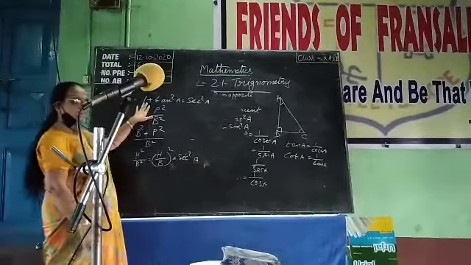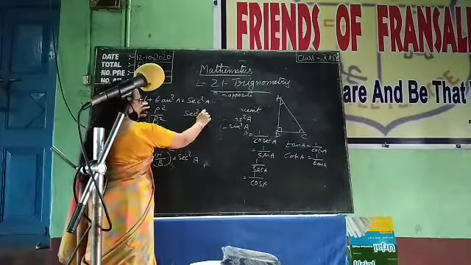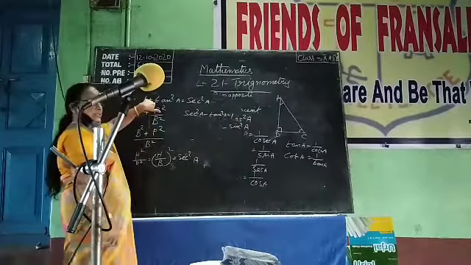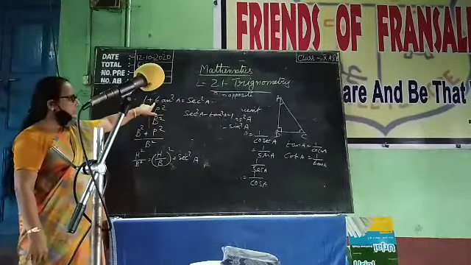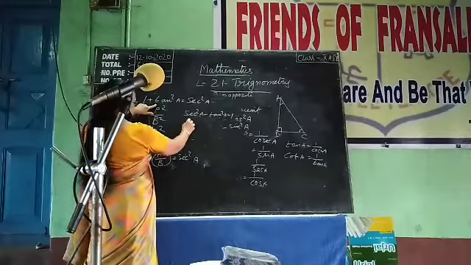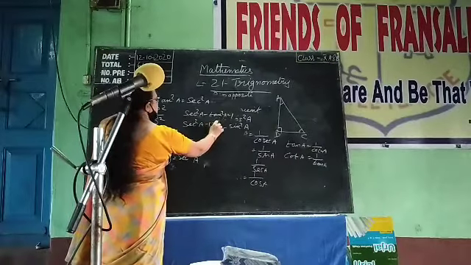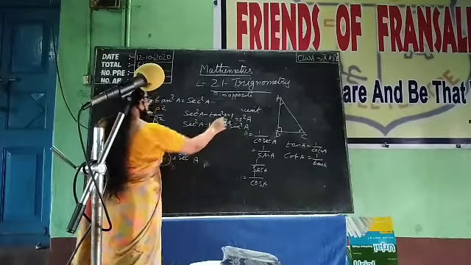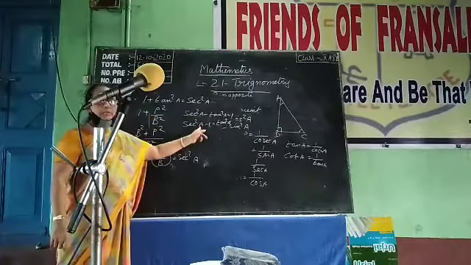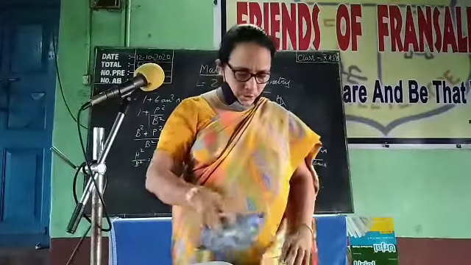From this we can get two more. What are the two more? One is sec square A minus tan square A, which is equal to 1. If you take this tan square A to the right hand side, sec square A minus tan square A is equal to 1. Or sec square A minus 1 is equal to tan square A: take this 1 to the right hand side, so tan square A is equal to sec square A minus 1, or sec square A minus 1 is equal to tan square A. Those who have not noted it, you can note it down.